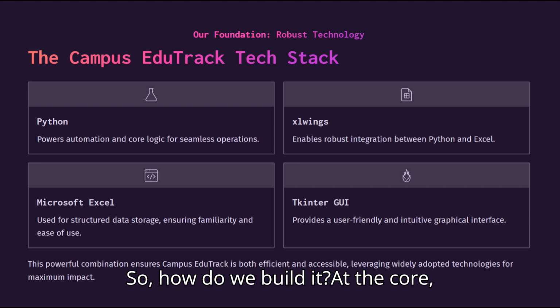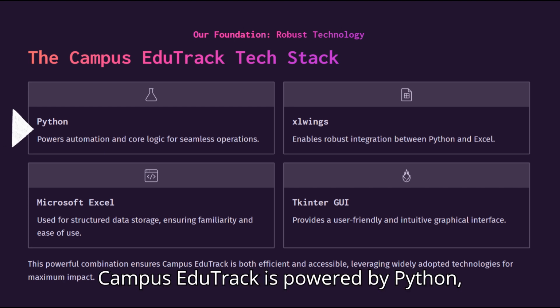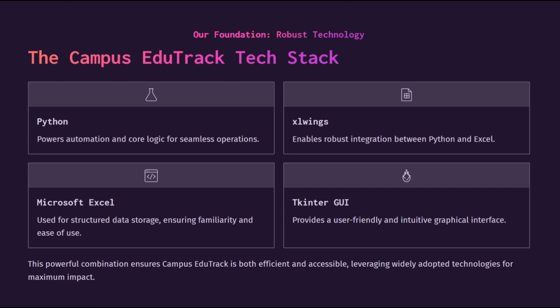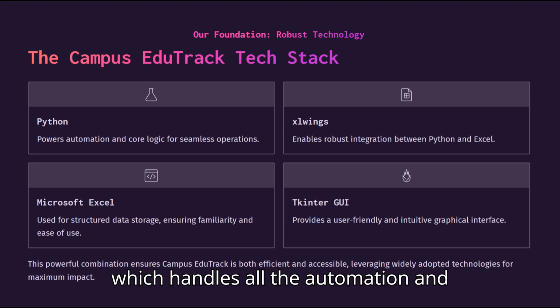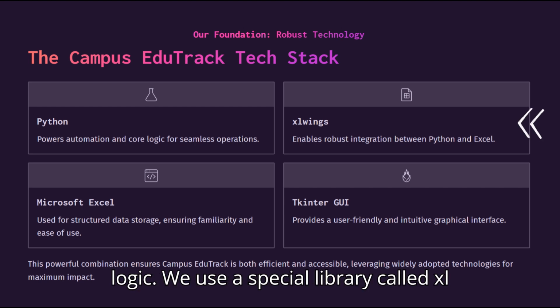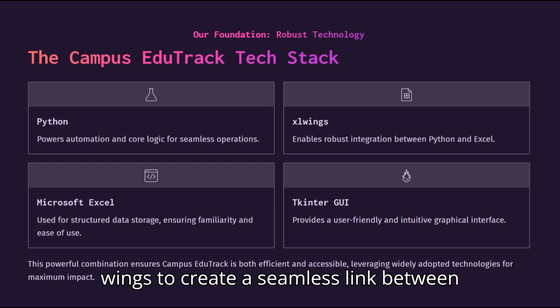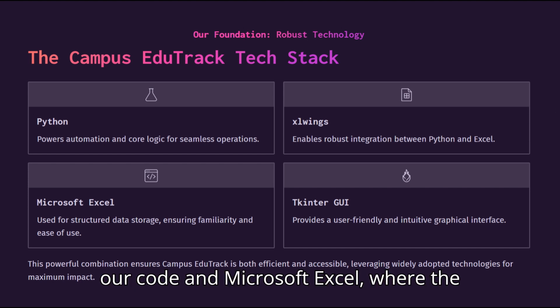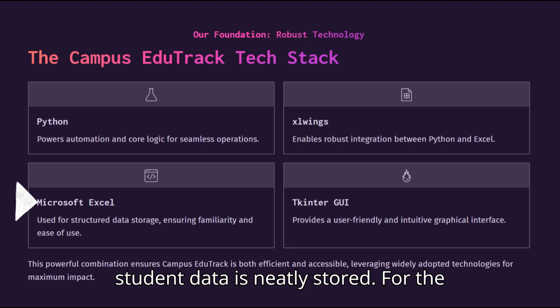So, how do we build it? At the core, Campus EduTrack is powered by Python, which handles all the automation and logic. We use a special library called xlwings to create a seamless link between our code and Microsoft Excel, where the student data is neatly stored.